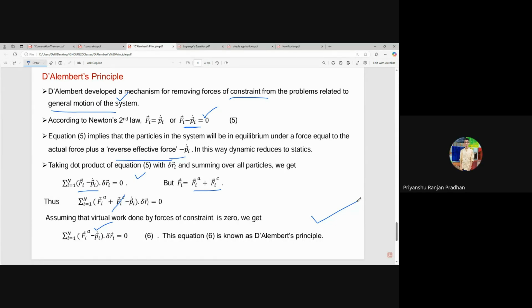That's a simple thing. D'Alembert's principle is very, very important because from this principle we can derive Lagrange's equation of motion.